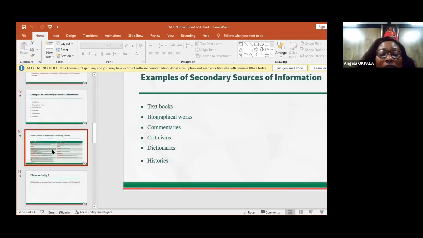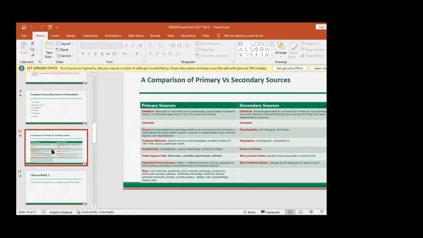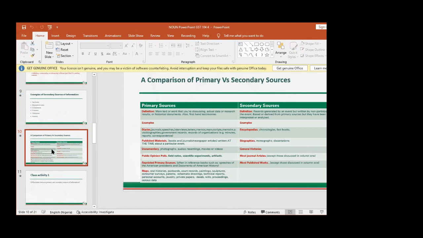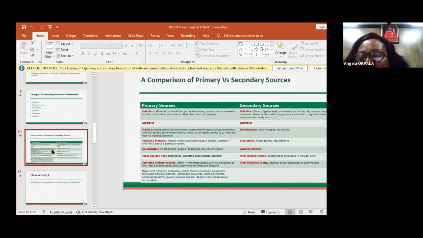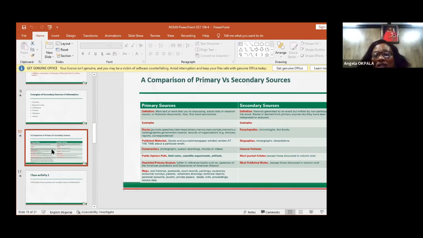So I tried distinguishing between primary and secondary sources of information. I expect that you will look at them and see the distinguishing factors. Of course, you will see maps. When a map is made, it remains original. Nobody will go and distort a map. So you will see that a map remains a primary source of information.